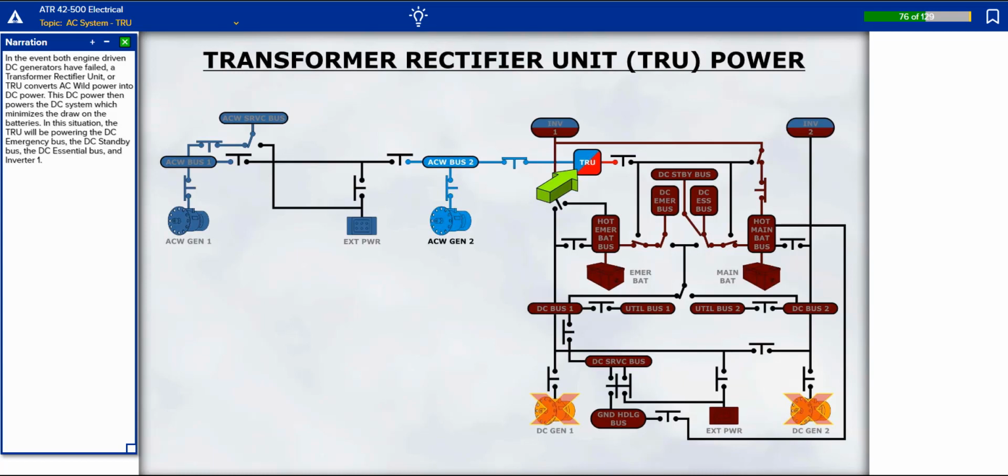In the event both engine-driven DC generators have failed, a transformer rectifier unit, or TRU, converts AC wild power into DC power. This DC power then powers the DC system, which minimizes the draw on the batteries. In this situation, the TRU will be powering the DC emergency bus, the DC standby bus, the DC essential bus, and Inverter 1.